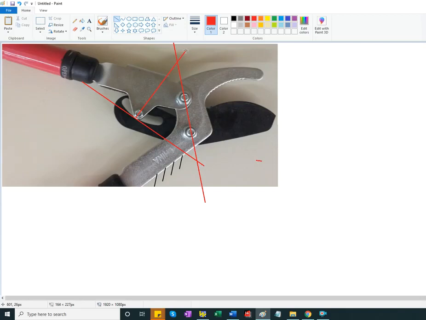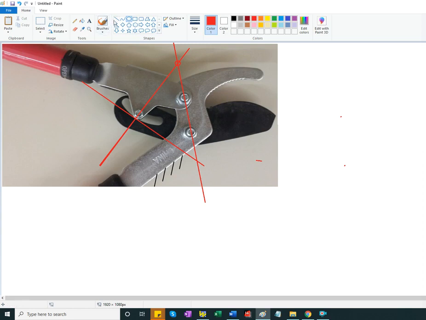So use the business card as a square. Okay, and then extend this. Okay. I want to draw a little circle. Okay, so this would be the instant center between the other handle and the blade.